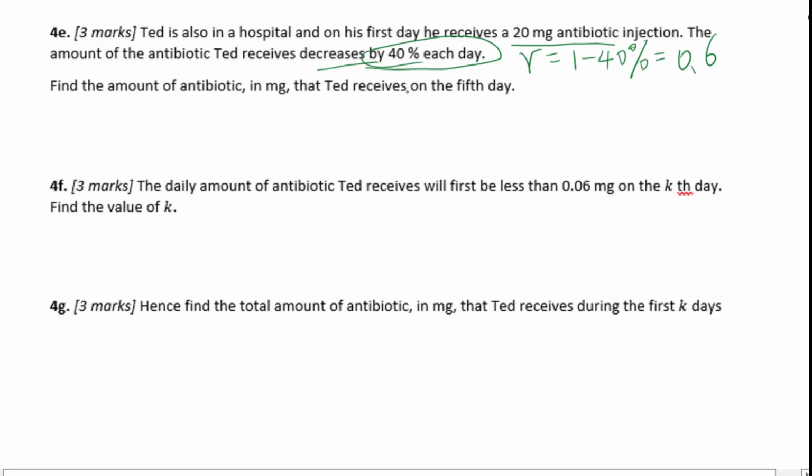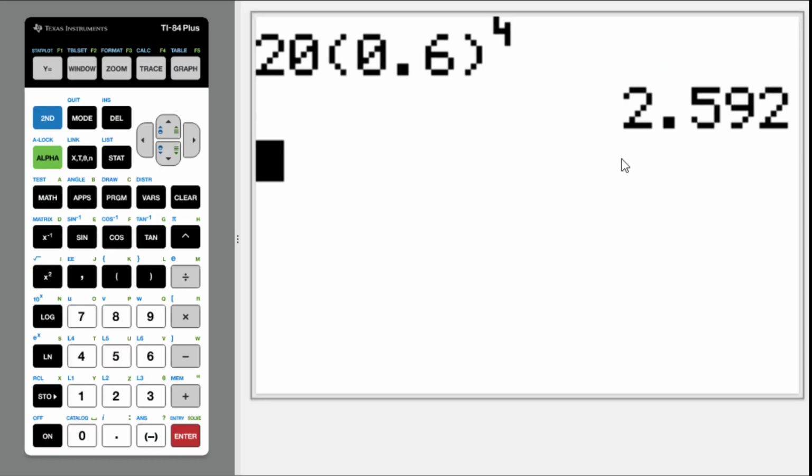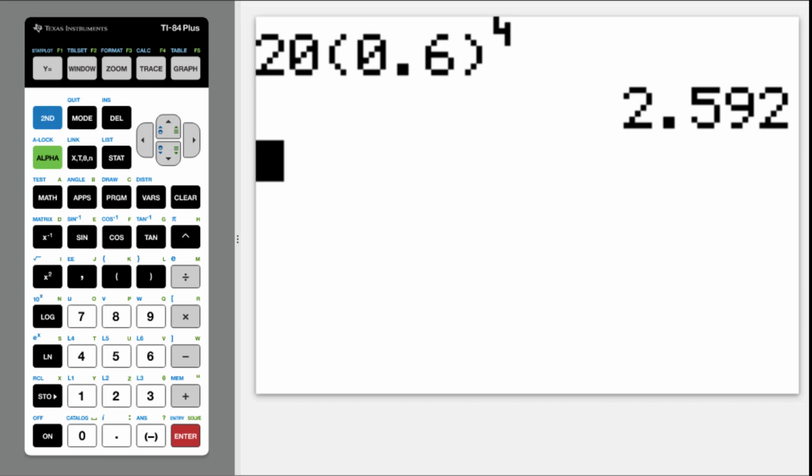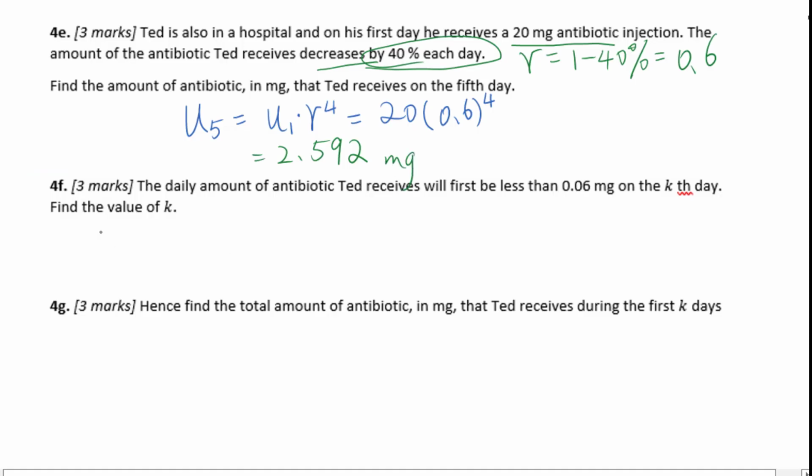We know this is a geometric sequence. So U sub 5 equals U sub 1 times R to the 4th power. U sub 1 is 20, R is 0.6 to the 4th power. We will get 2.592 milligrams. For 4F, the daily amount of antibiotic Ted receives will first be less than 0.06 milligram on the kth day. Find the k.